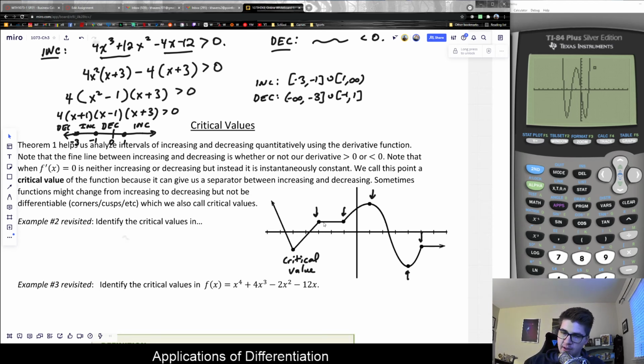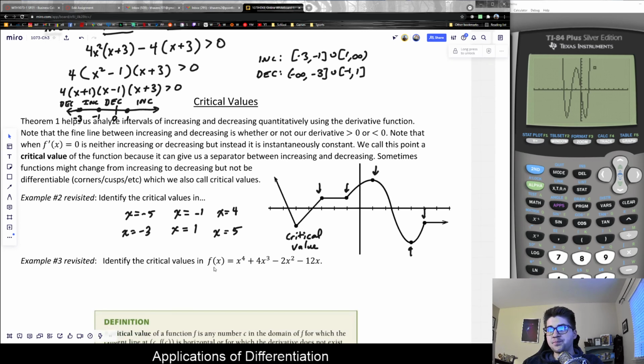So the critical values occur at x is equal to -5, x is equal to -3, x is equal to -1, x is equal to 1, x is equal to 4, and x is equal to 5. So basically we would say that this particular graph displays 6 different critical values on the graph.